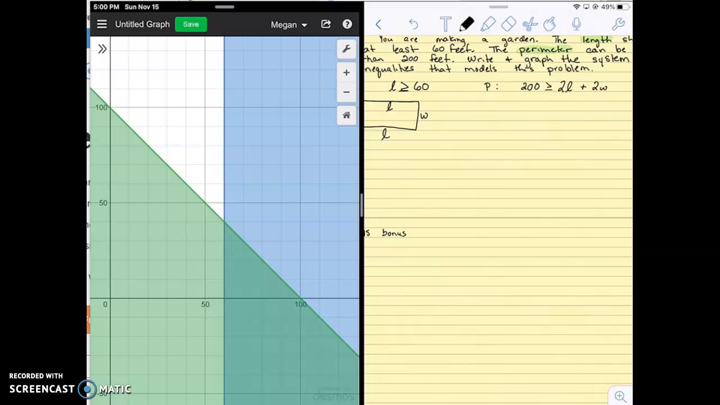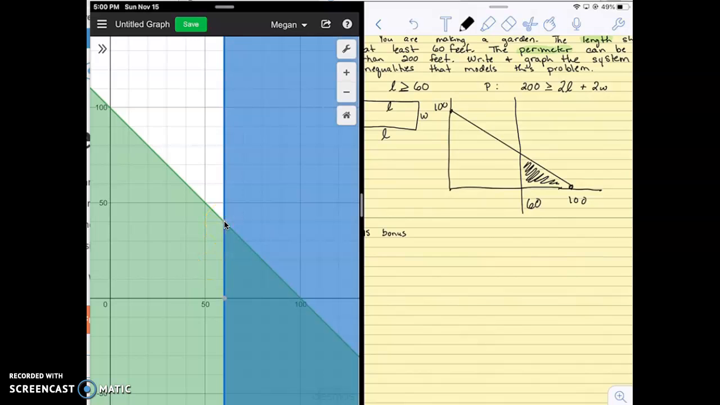So here's what you're going to need to do. You're going to need to find the appropriate graph. So we need this at 60, right? And then we need 100, and we need 100. And all of these are solid lines. And here's my intersection. Where is this point? This is at 60, 40. So that means my length would be 60 and my width would be 40.